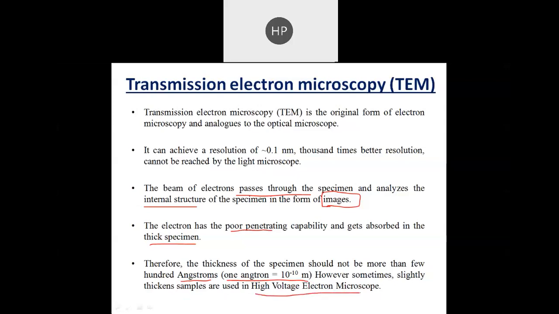So if we use a thick sample, in that case we have to go for high voltage electron microscopy. In that case, the capability of the machine should be higher; it requires higher voltage. But in general, we use a thin specimen, and in that way we require a low voltage, so that we can easily handle the microscope. The cost is also a parameter in high voltage electron microscopy. So depending upon the requirement, we can go for any kind of electron microscope.